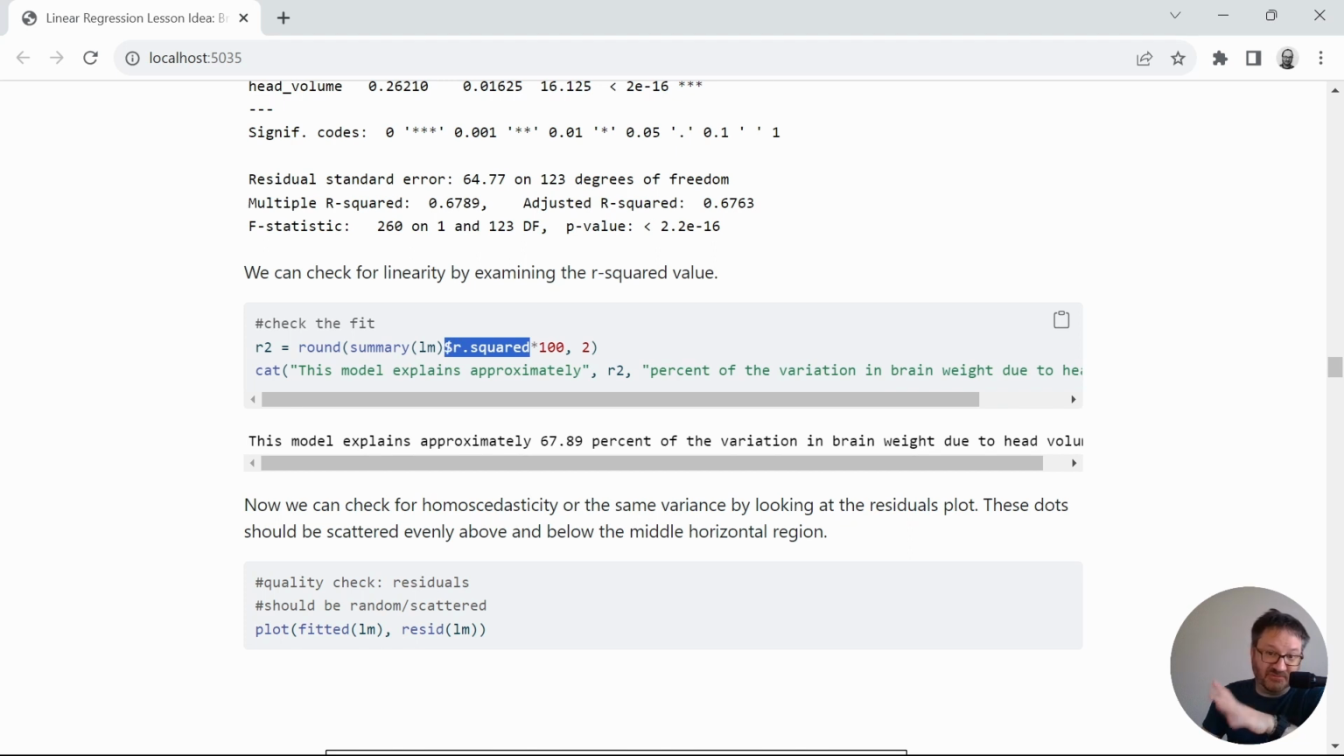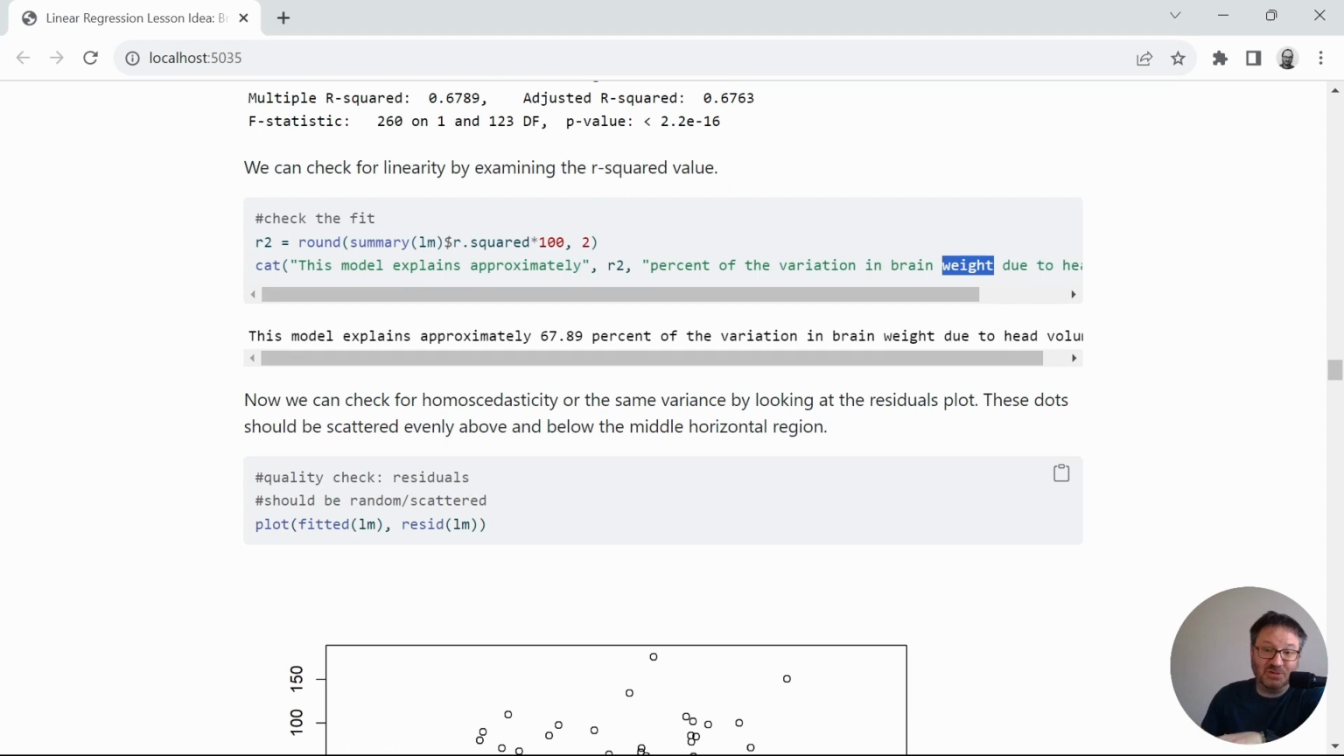Because it's a fraction written as a decimal, I'm multiplying it by 100 and then rounding it to a couple places. And then I'm making this statement. So this is an unnecessary thing, but it's nice if you wanted a nice statement to summarize this. So the statement is now, this model explains approximately 67.89% of the variation in brain weight due to head volume. Now, I should say brain mass. That's a mistake on my part. But this is just an example of how you can take part of your linear model and turn it into a complete statement. So in the interest of a reproducible report, if you had a statement in your report that relied on data that might change if you had a different data source, this would be a nice way to keep that up to date because it's being populated by the model.